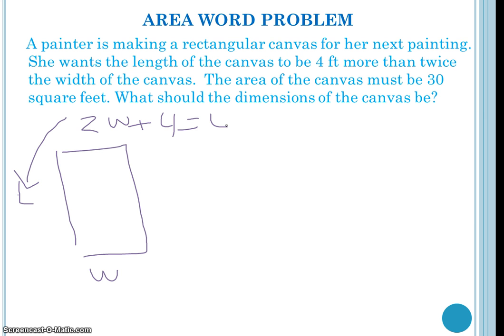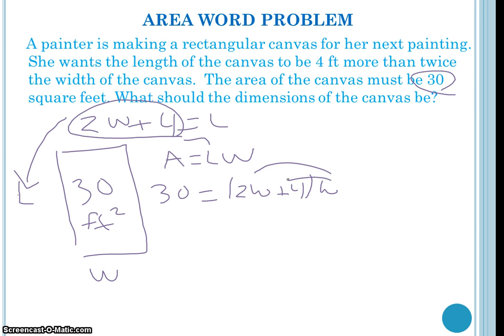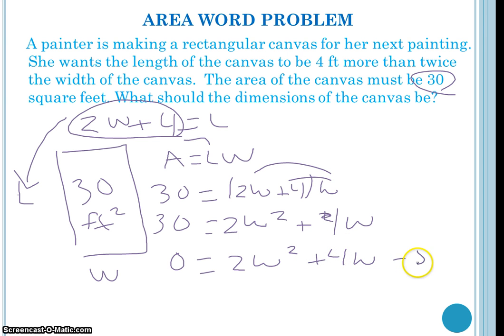And the area of the canvas must be 30 square feet. So I know that the area formula is length times width. And the area needs to be 30. My length equation is 2w plus 4, so I'm going to plug that in. So 2w plus 4 times w. So I'm going to factor this, but first I have to set it equal to 0. So I'm going to distribute my w through. So 30 is 2w squared plus 4w. I'm going to subtract 30 to the other side. So 2w squared plus 4w minus 30.